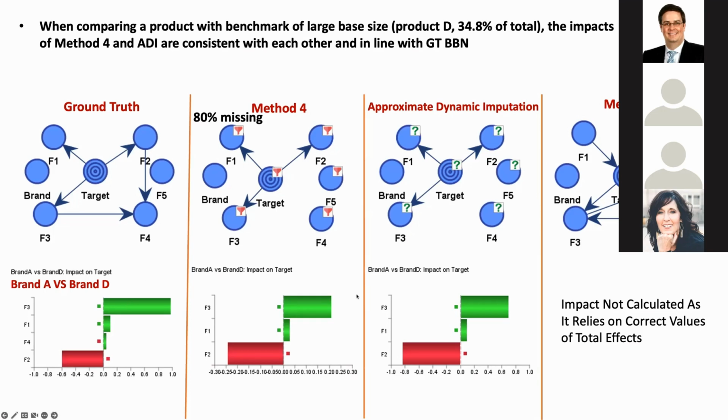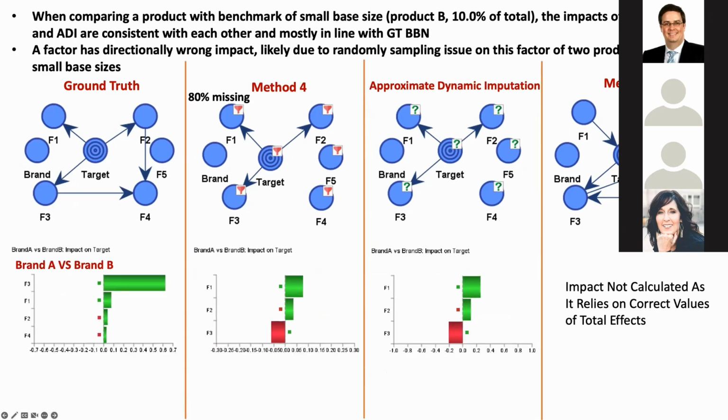So the issue is if you want to benchmark brand A versus brand B, both brand A and brand B have smaller base sizes, remember, from the earlier simulation. So this will cause an issue because, let's say, this is the ground truth, right? So this is the result from filtered states, and the result from ADI.